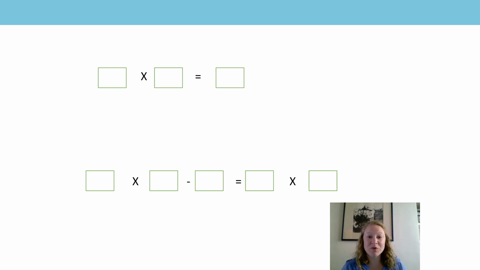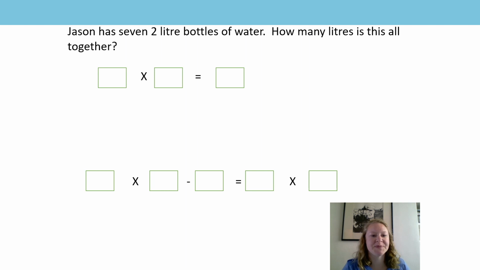So we're going to do some more problems that we might come across in real life where we can use our times tables. Jason has 7 2-litre bottles of water. How many litres is this all together? So he has 7 bottles and there's 2 litres in each bottle. How many litres do we have all together? Now you've got some boxes underneath with the symbols in, so I want you to pause the video and have a go at just this equation.